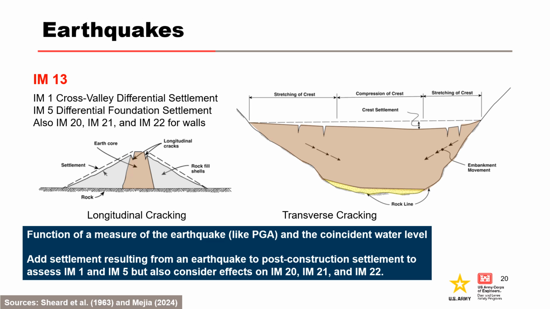The estimated normalized crest settlement from an earthquake is added to the post-construction crest settlement for cross-valley differential settlement, IM1, and differential foundation settlement, IM5, to assess the likelihood of transverse cracking, crack width, crack depth, and initiation of erosion. Therefore, they are a function of a measure of the earthquake, like PGA, and the water level at the time of the earthquake. Cracks or gaps can also form at embankment interfaces, such as spillway walls.